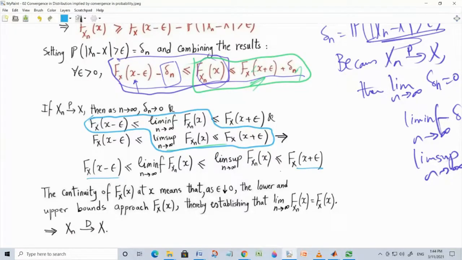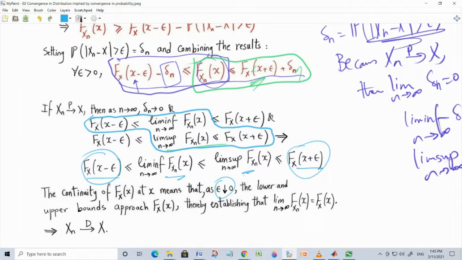But what if we take the limit as epsilon goes down to 0? You can do so, and if the CDF of big X is continuous at small x, then when you take the limit as epsilon goes to 0, these two guys will be equal. They are guaranteed to be equal only when you know that the function is continuous, because if you take this limit as epsilon goes to 0, you're taking the limit of the CDF from the left and from the right. If you have a jump, these two guys will not be the same, and you cannot conclude that they are the same.